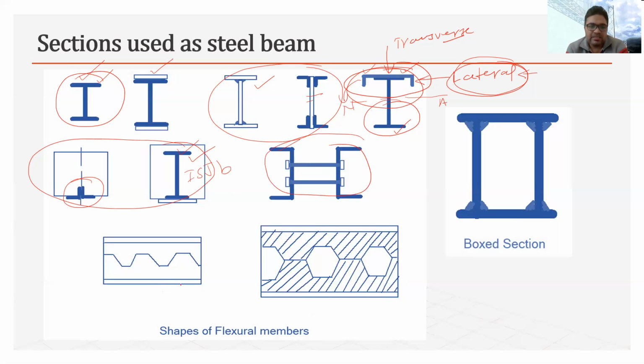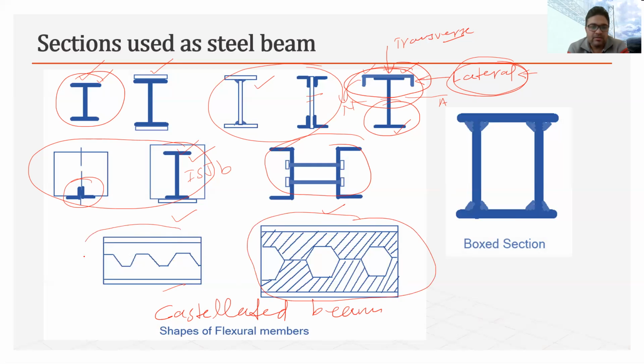Similarly, the next section is called the castellated beam. These two beams are castellated beams. It is manufactured using the I section. There is an I section, and the I section in the middle is cut in this pattern, and then after removing it, it is joined in this manner. So in that case, there are some holes. These holes may be used to accommodate the ducts.